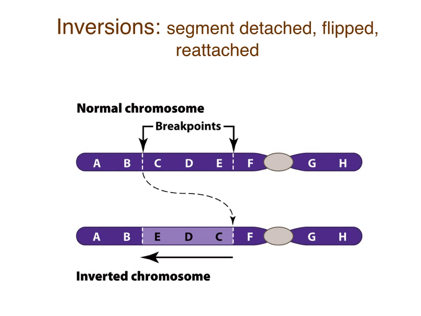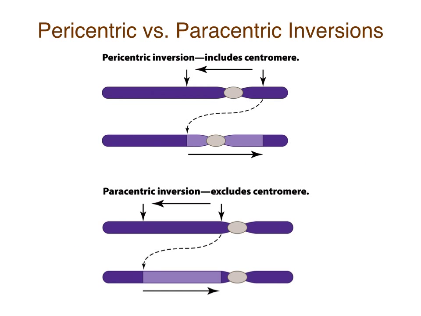If that were to happen and that inversion included the centromere here, we would call that a pericentric inversion. It includes the centromere. If that inversion included the centromere, you can see the gross morphology even without looking at the gene order, right? You say, oh, something's going on. It seems like the centromeres don't completely line up. That is the result of a pericentric inversion.